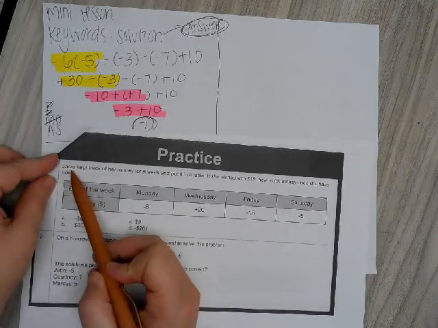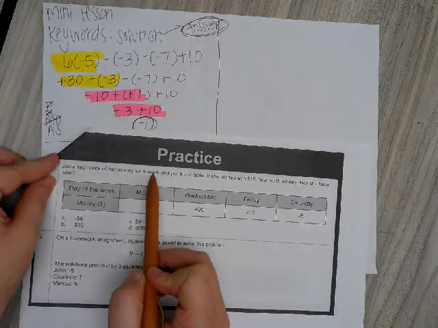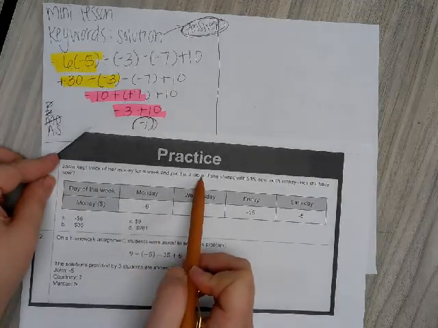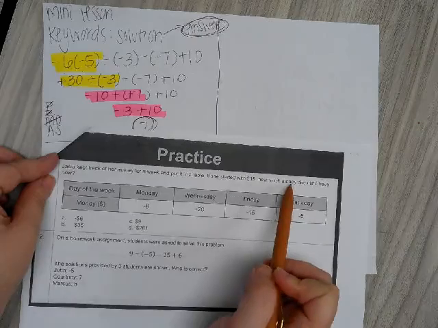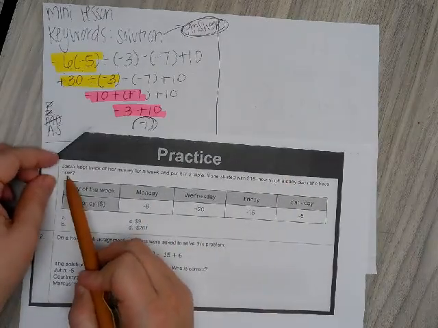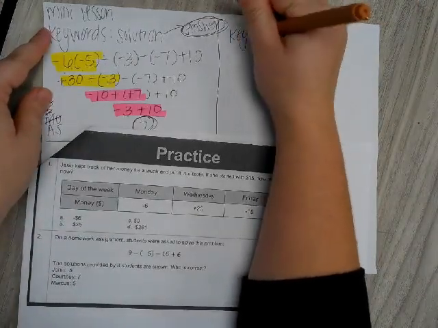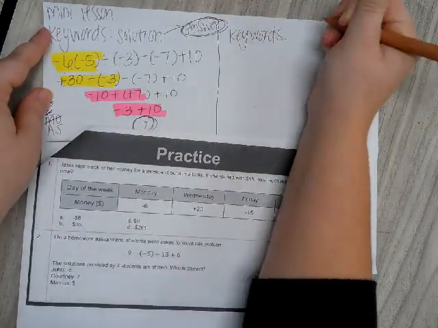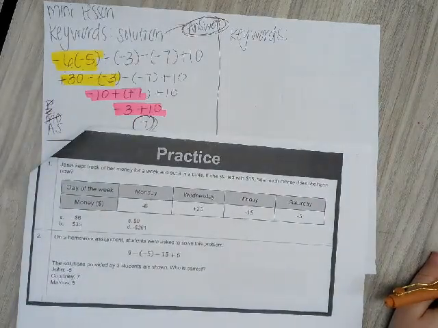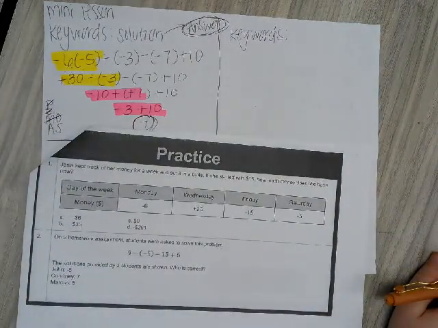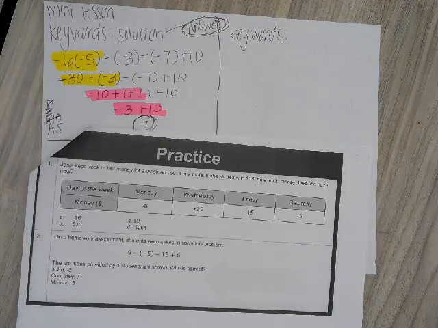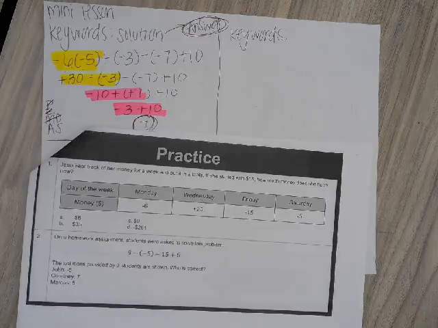So it says Jasia kept track of her money for a week and put it in a table. If she started with $15, how much money does she have now? I'm going to let you pick out your keywords. Go ahead and pick out your keywords and start solving, and then we can check our answers. So teachers, go ahead and pause the problem. And then you can play it back when students are done.